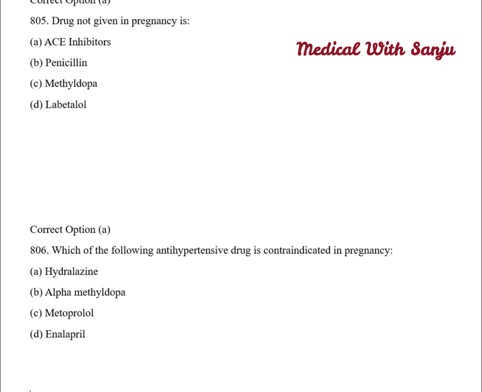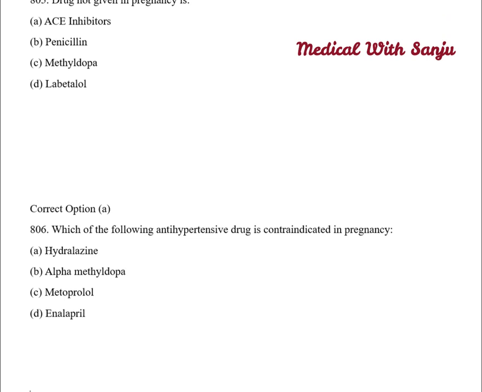Question number 806. Which of the following antihypertensive drug is contraindicated in pregnancy? Option A, hydralazine. Option B, alpha-methyl-dopa. Option C, metoprolol. And option D, enalapril. Enalapril is a group of ACE inhibitor antihypertensive drug. You चाहिँ avoid गर्नुपर्छ. Option D is right answer.